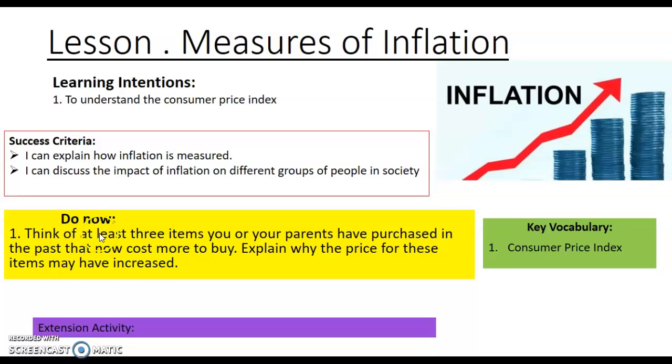Now again, as in inflation we did some examples. So again, think of at least 3 items you or your parents have purchased in the past that now cost more to buy. Explain why the price of these items may have increased. Think about that. What are some of the items? The key vocabulary for today is going to be consumer price index. We'll learn this in the next few slides.